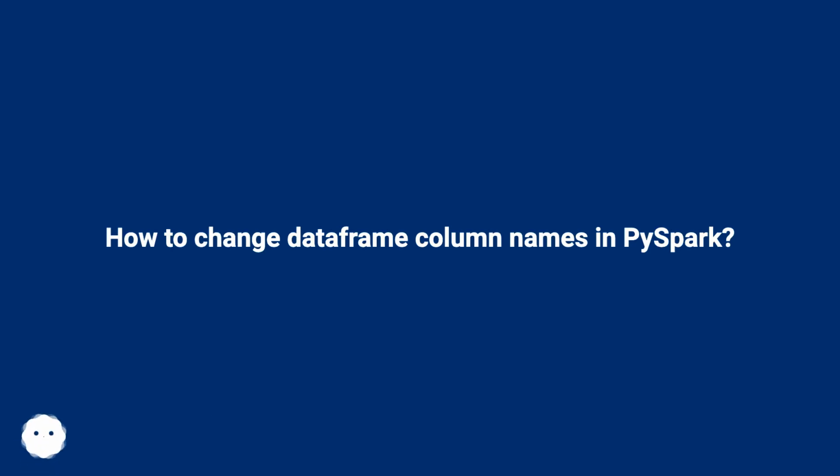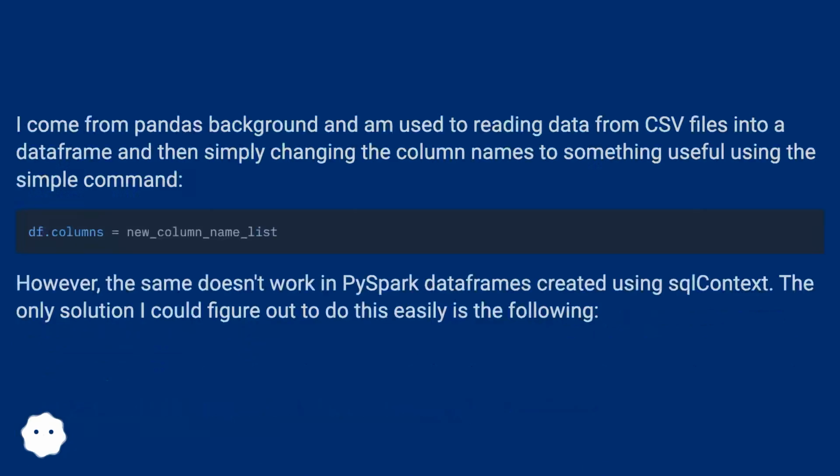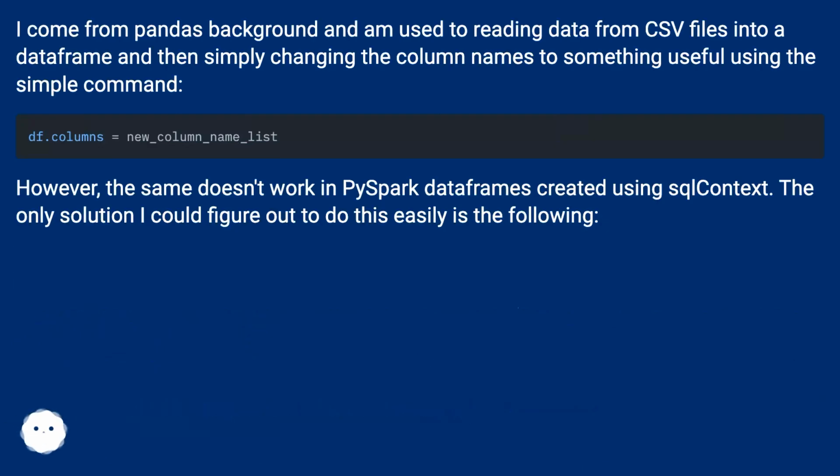How to change DataFrame column names in PySpark. I come from a Pandas background and am used to reading data from CSV files into a DataFrame and then simply changing the column names to something useful using a simple command. However, the same doesn't work in PySpark DataFrames created using SQL context.